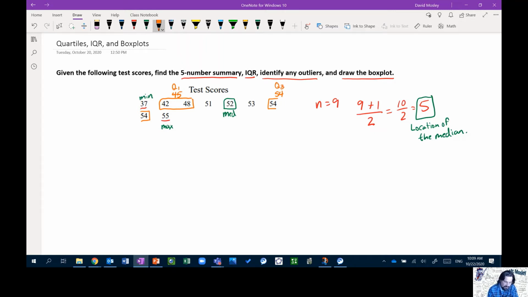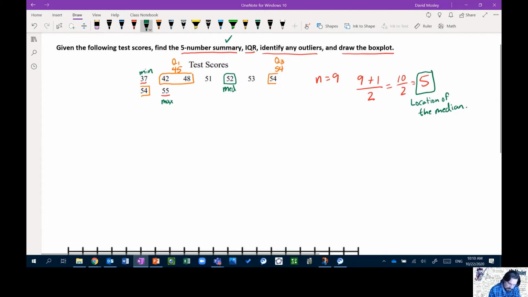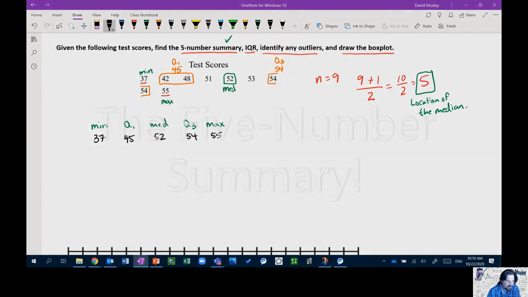We now have our 5-number summary. We'll just write these all down. We have the minimum, Q1, median, Q3, and maximum. We'll just write these out so that we have them in one spot, easy to see, with 37, 45, 52, 54, and 55.